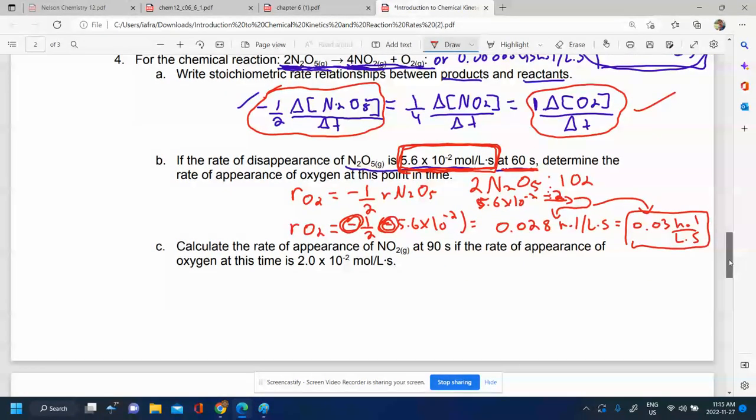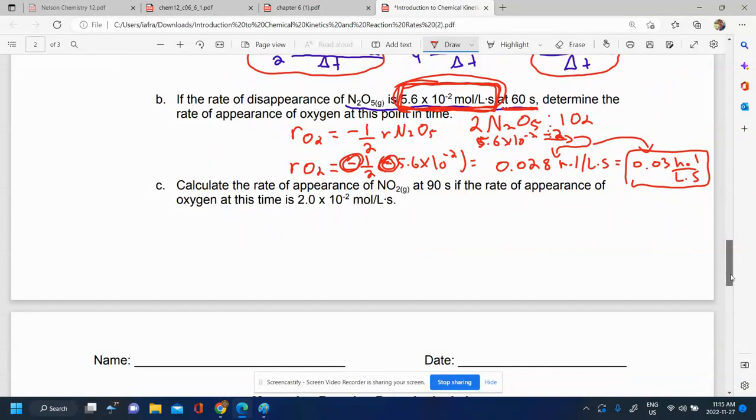Typically, we report our answers as positive numbers, but it's understood that if something's disappearing, you'll calculate it as a negative number, especially when you're first doing your graph. So let's go try part C.